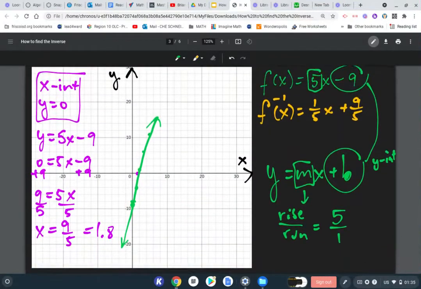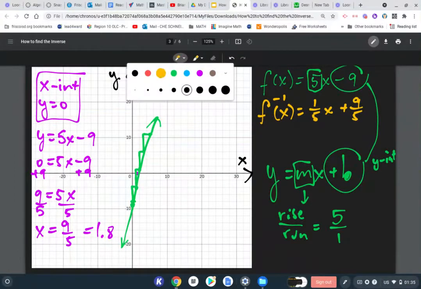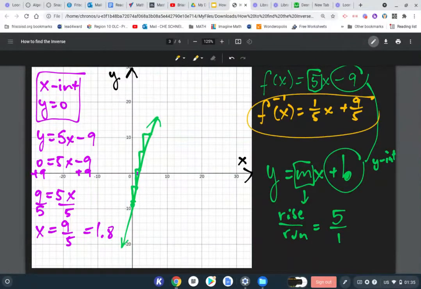Now, if you want to rely on your rise over run and you recall those little triangles, 5 up, 1 to the side, 5 up, 1 to the side, that will always be true. 5 up, 1 to the side. There you go. All right, so now the yellow. That would be the inverse. You got it. The inverse is what we need to now graph.